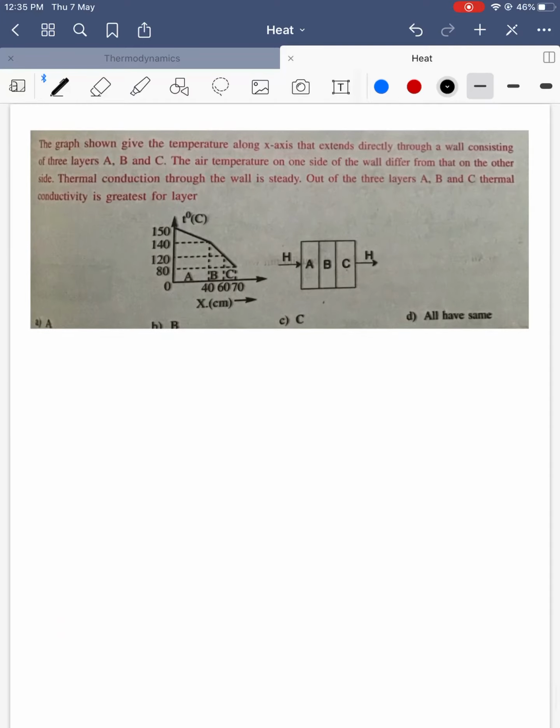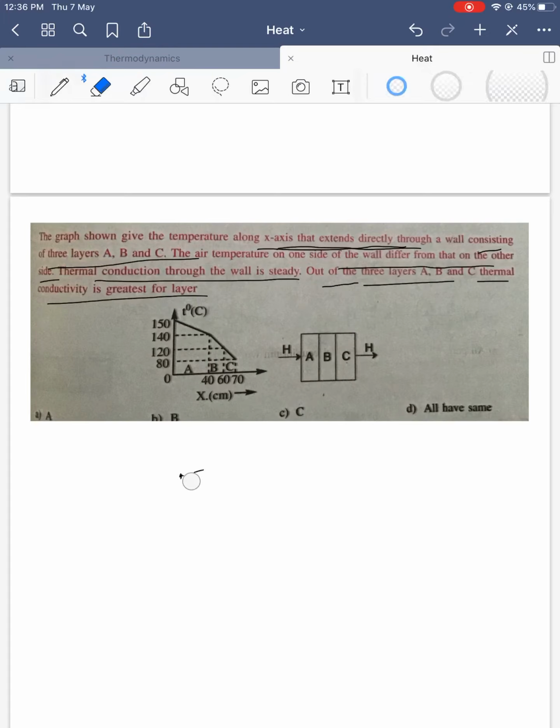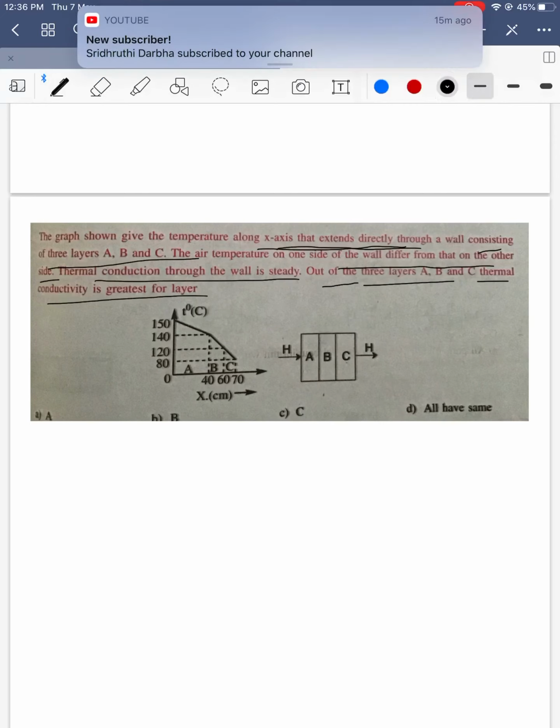Okay, we are going to this part. From now on, most of the concepts I have explained. See here, he is showing the graph. The x-axis extends directly through a wall consisting of 3 layers. The air temperature on one side of the wall differs from the other side. Thermal conductivity of the wall is steady, with layers A, B, C, and we must find which layer has the greatest thermal conductivity. So how do we tell if the thermal conductivity is more or less? Thermal conductivity K, A, delta T.